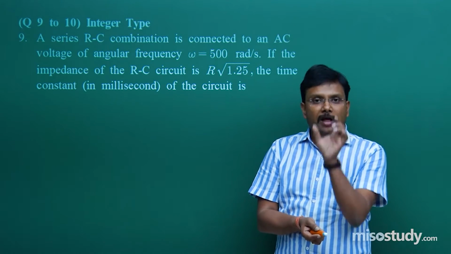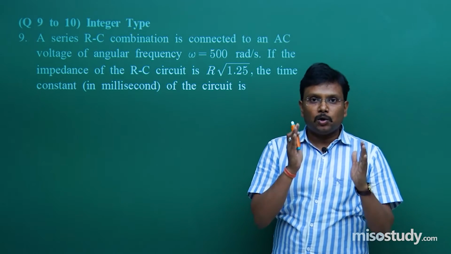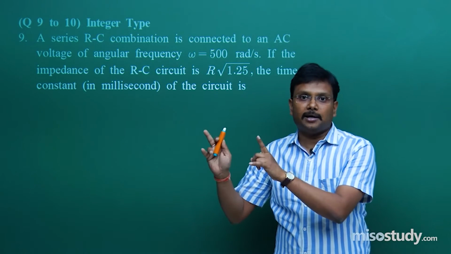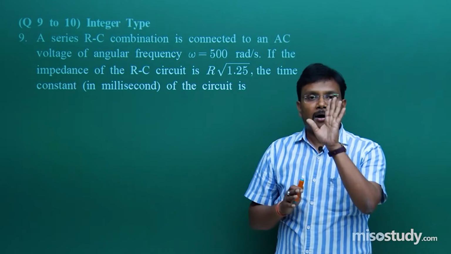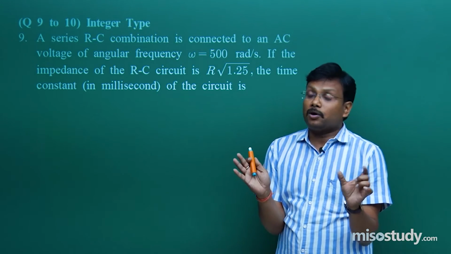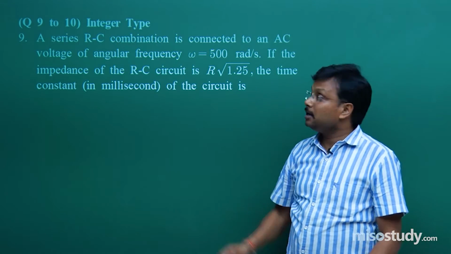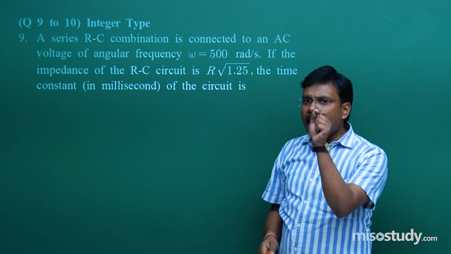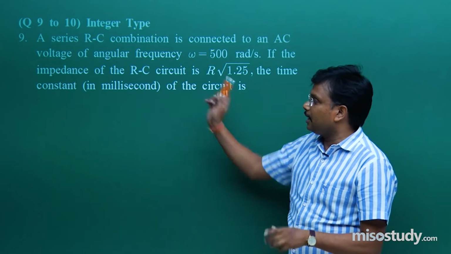The correct answer will be a number from 0, 1, 2, 3 till 9. If your answer is coming like 12, incorrect. The correct answer is between 0 to 9 only. So that's why I am picking these questions 9 and 10, integer type. Any pure number 0, 1, 2, 3, 4, 5, 6, 7, 8, 9 is the correct answer.